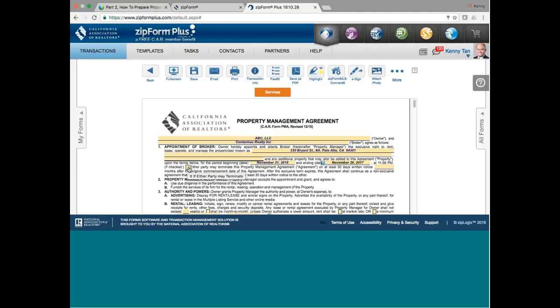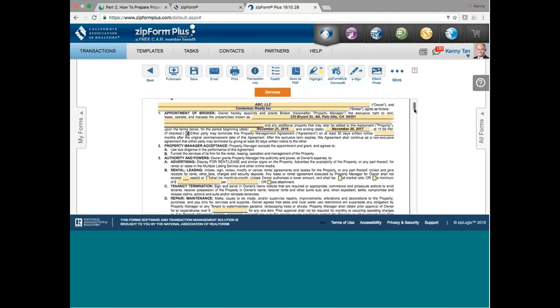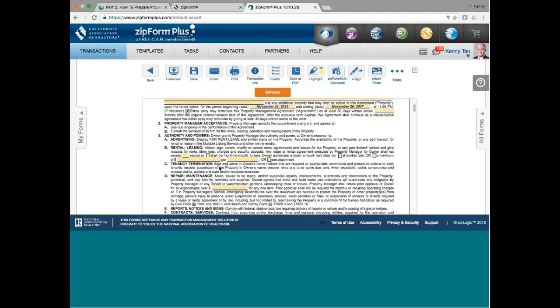Sometimes the landlord and the property management don't get along. Maybe either side desires to terminate early. So if that's the case, then 30-day notice is appropriate. So you check this box here. Okay. And display the rent or lease sign. That's standard. Initiate, sign, renew, modify, or cancel rental agreements and leases for the property.